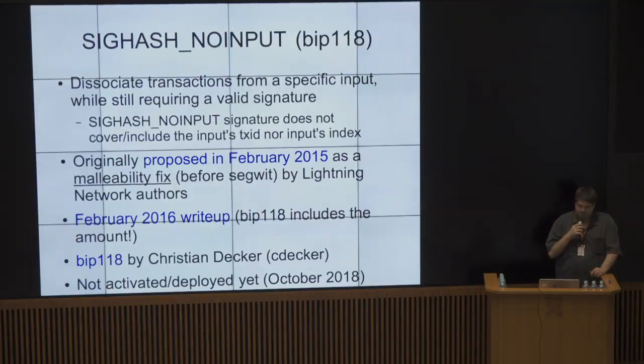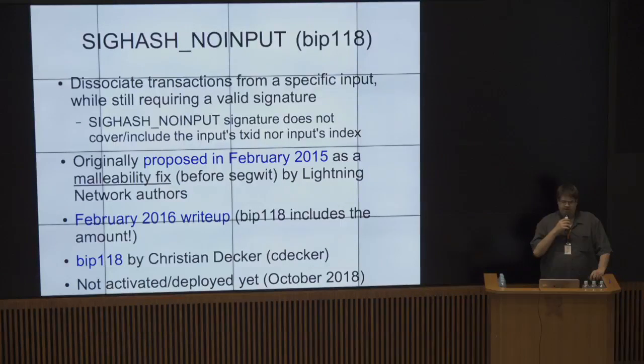So specifically SIGHASH no input, the way that this works is that the idea is that you don't actually care what specific input is being provided. You don't care what the transaction ID is that provides the input into the transaction. However, you do care about the amount. Very early on in 2015, this was actually proposed as a malleability fix before SegWit was proposed as a malleability fix. The problem, though, is that SIGHASH no input is actually somewhat dangerous, especially in the context of a malleability fix. So it was not selected by the community, and then we got SegWit.